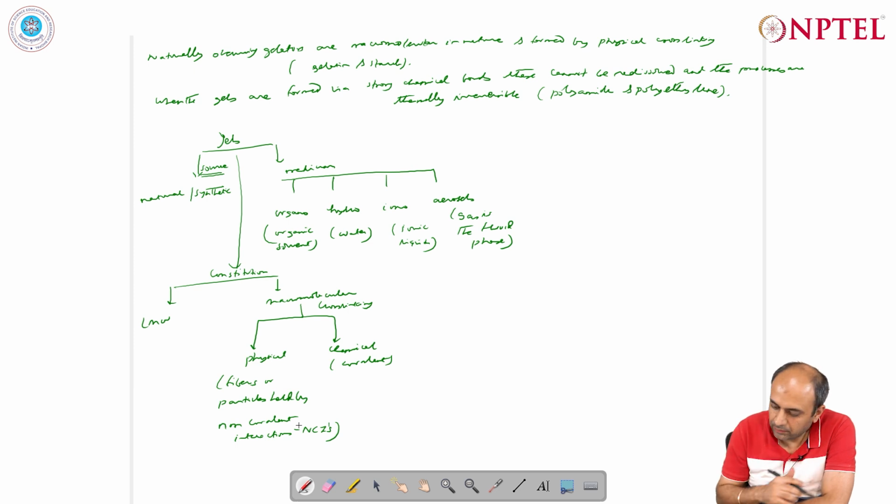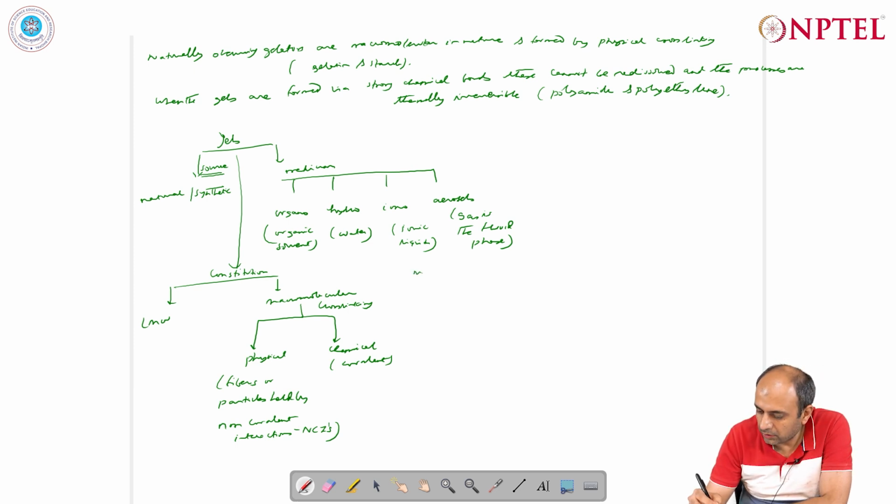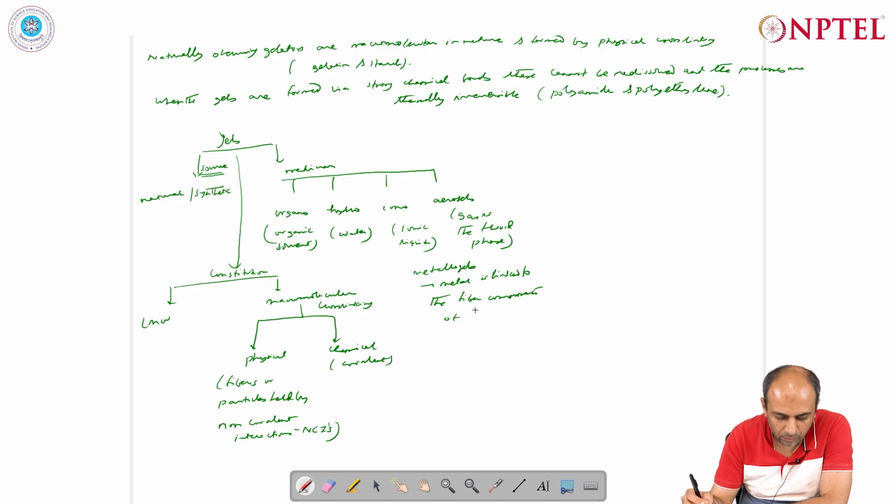Okay. And we have another classification here which is called metallogels, in which the metal is present, in the sense that the metal is linked to the fiber components. Fiber is linked to the fiber, the metal here is linked to the fiber components to form gels.